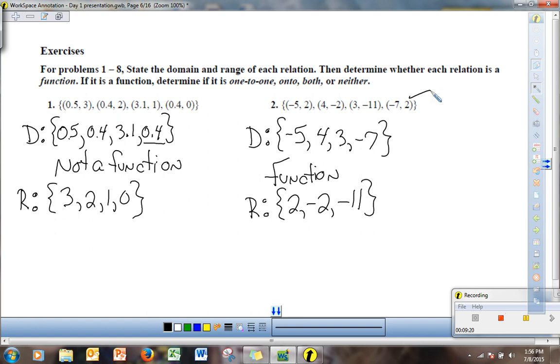Now, if you will, look on the top of your sheet. We need to decide if it's one-to-one, meaning if the range is used, it's used only once. Well, it's not one-to-one because the 2 was used twice. So it's not one-to-one, but it is onto. The reason it's onto, every range was used. If you have a set of ordered pairs, it has to be onto. So there's what we got so far.